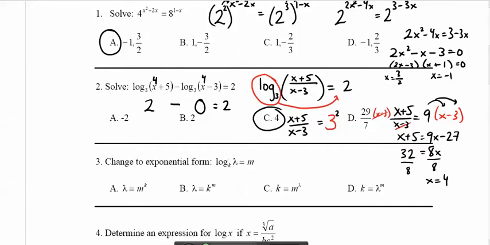To rewrite this equation in exponential form, the base of the logarithm becomes the base of an exponent on the other side of the equation. So lambda equals k to the power of m.